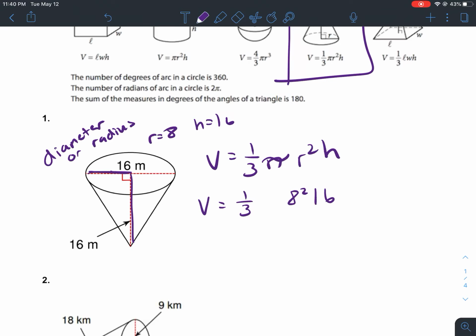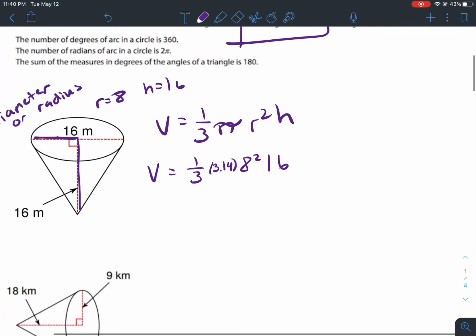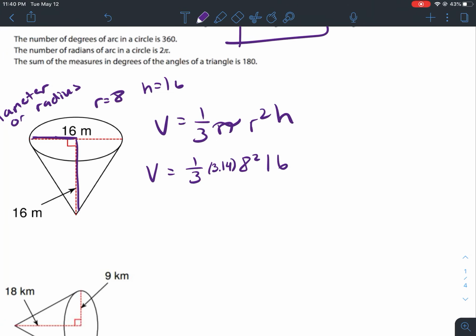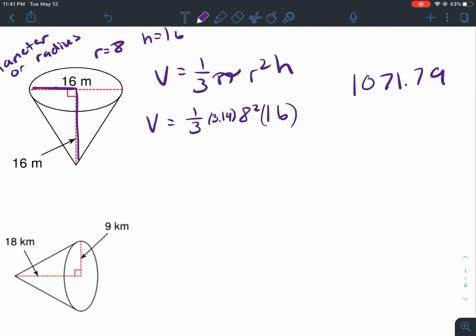And actually what I'll do is, instead of putting pi, I'm just going to put 3.14 here. All right, so you could plug this into your calculator: 1/3 times 3.14 times 8 squared times 16. I guess actually I could put a little parentheses around there to make it look nicer. And I got 1071.79.